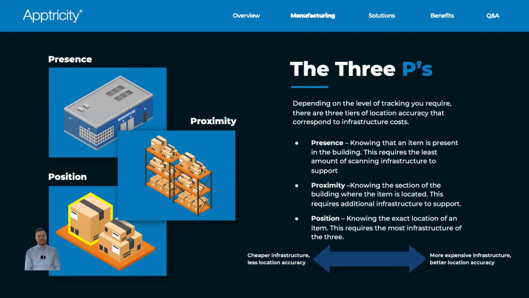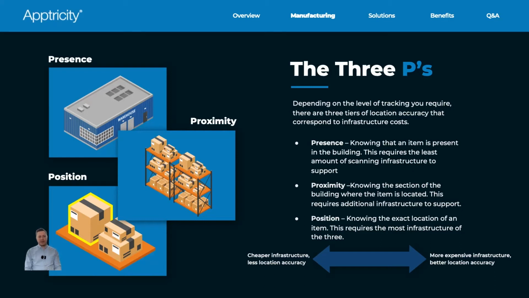The first tier is presence. It's basically just understanding, I know that this is present in the building. And so really, this doesn't require a lot of scanning infrastructure. And when we talk about scanning infrastructure, I'll dive a little bit more into that in the following slides. But just knowing that something is there doesn't require a lot of infrastructure.